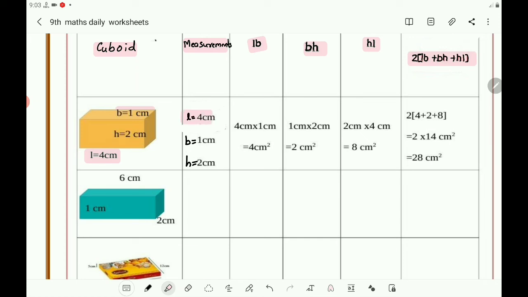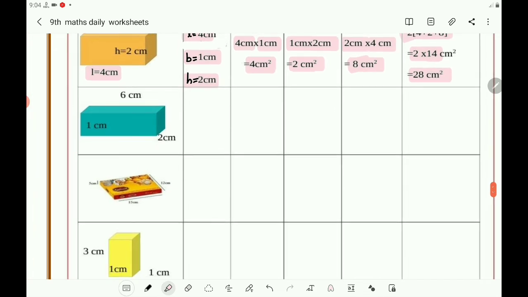Here you write L equals 4 centimeter and B equals 1 centimeter and H equals 2 centimeter, and get L into B, that is 4 centimeter into 1 centimeter equals 4 cm square. BH, 1 centimeter into 2 centimeter equals 2 cm square. Then HL, 2 centimeter into 4 centimeter is 8 cm square. Then 2 into 4 plus 2 plus 8. So 2 into the sum of these, 4, 2 and 8 is 14, 2 times 14 is 28 cm square.